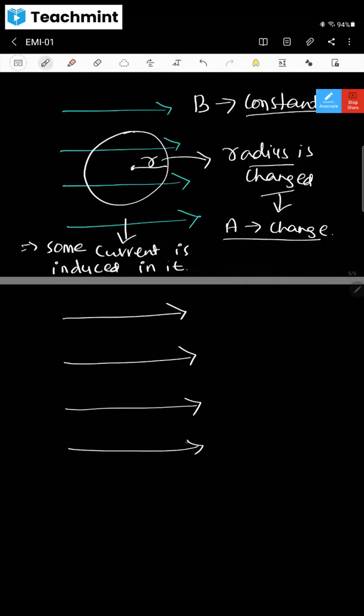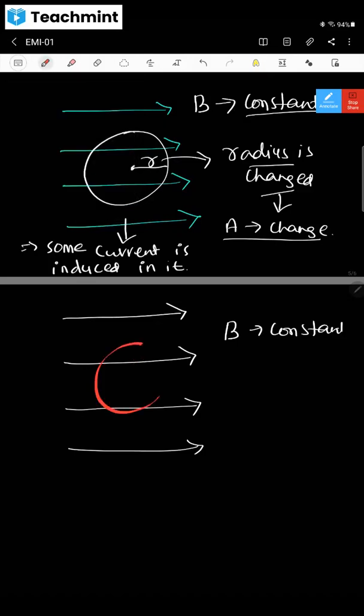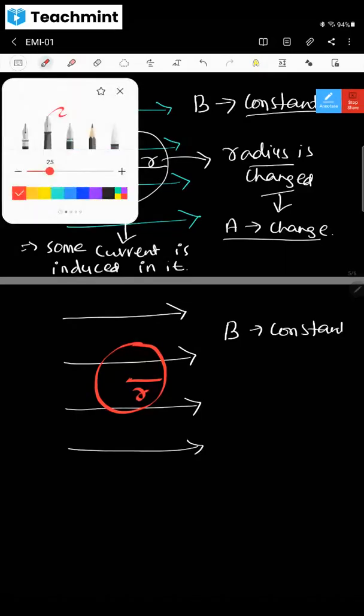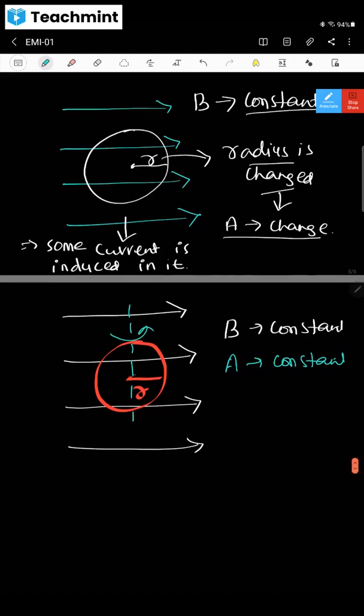Now what he did, he kept this magnetic field constant, and he placed one conductor also inside this. This was having some radius, and that area is also constant. So both the magnetic field and the area were constant. But what he did, he rotated this coil, by holding it here and here. This coil is rotated.